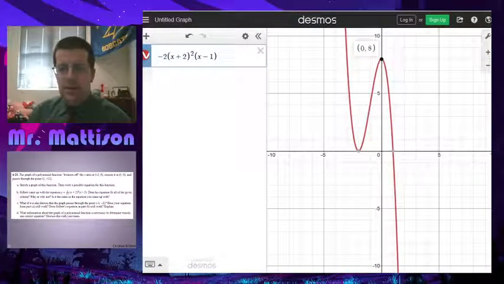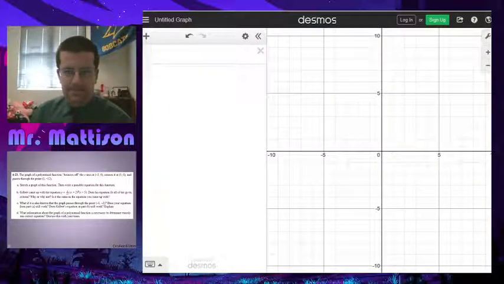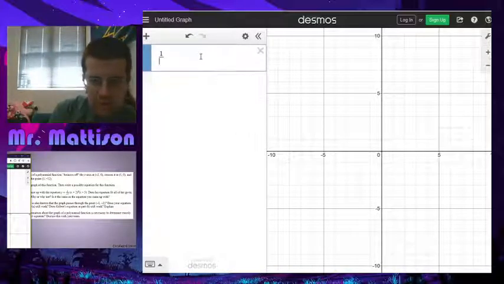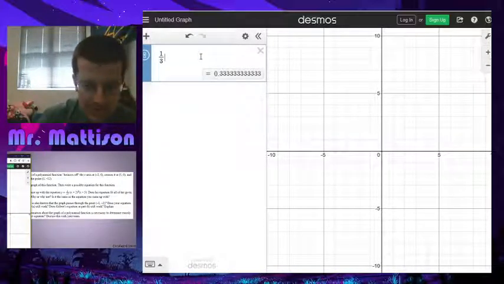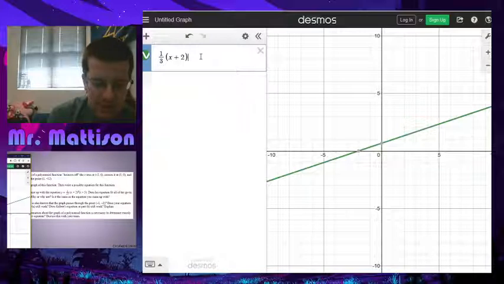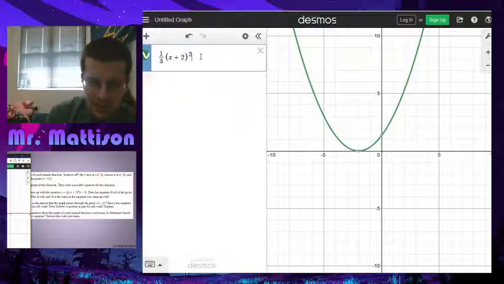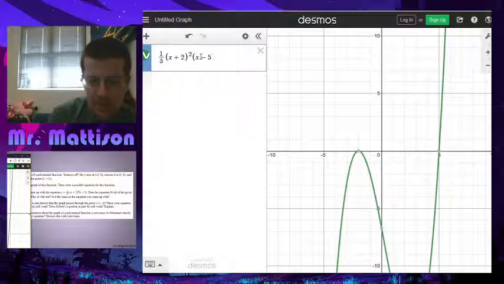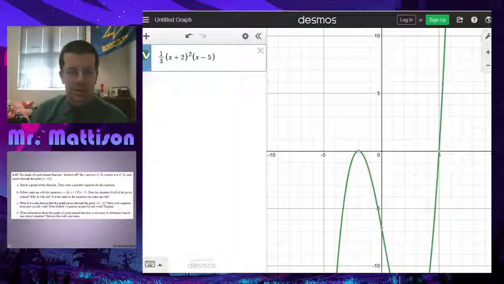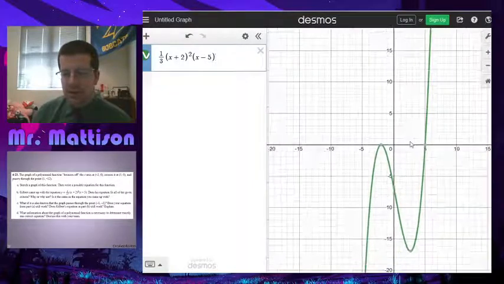Okay, so if we were to graph it, we should have gotten 1/3 times (x + 2) to the second times (x - 5). Right? And this is the graph that we end up getting. And we're trying to say, hey, does it actually go through the right point? And it does, so we're good. Awesome. I'll zoom out a little bit so we can see it better.